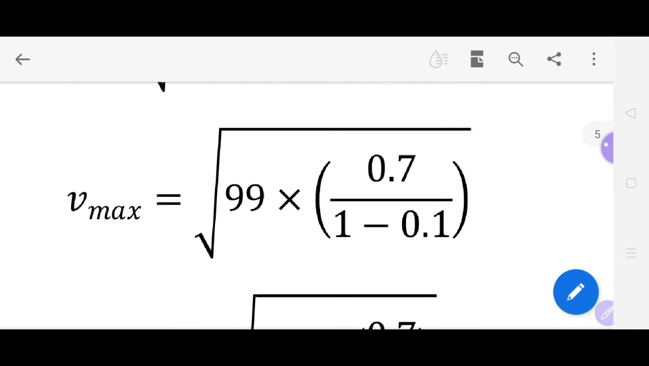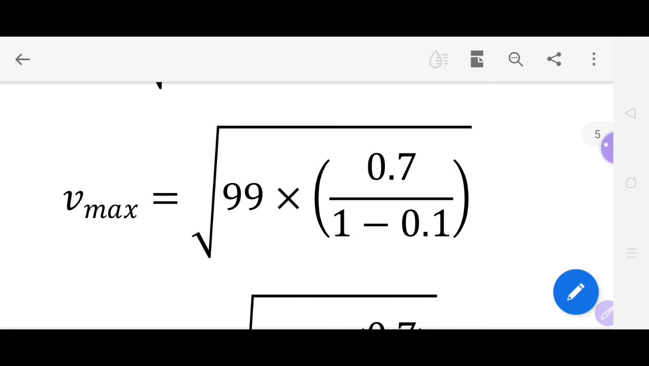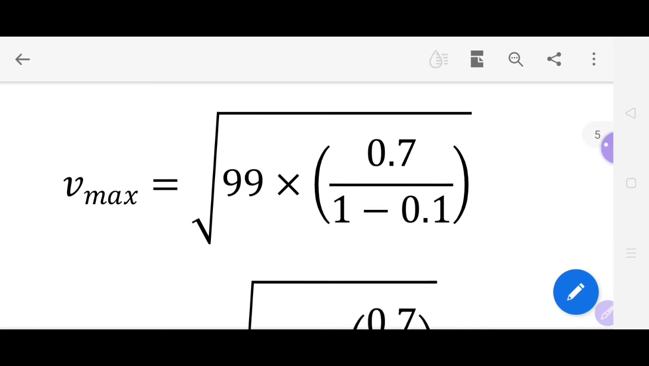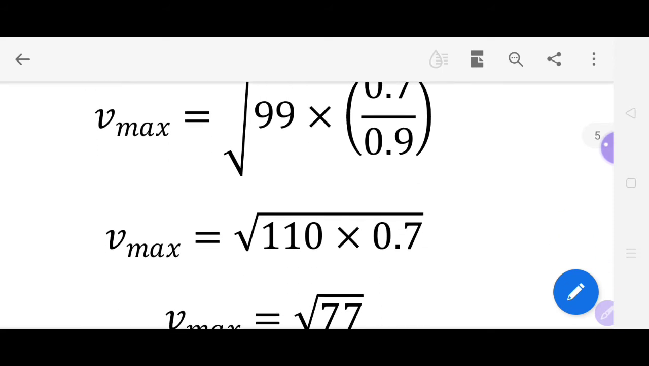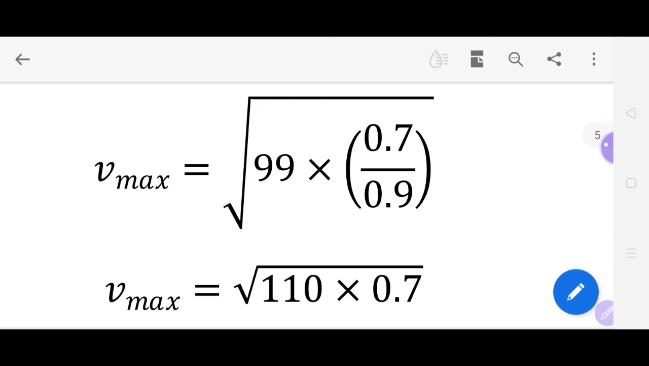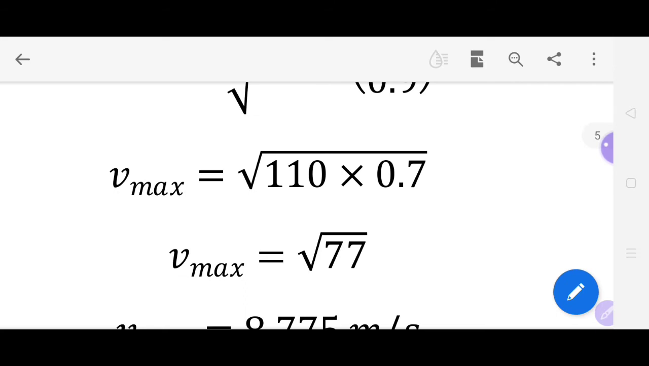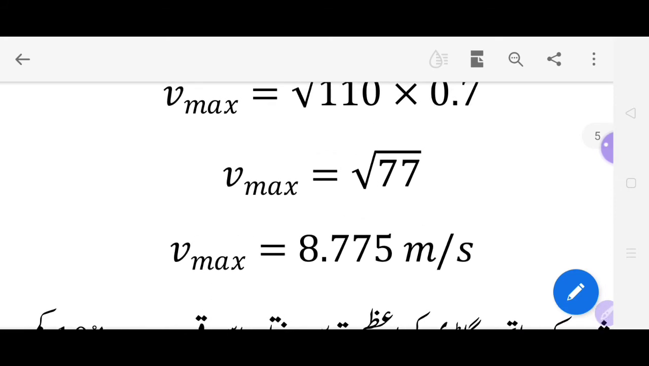Now it becomes square root of 99 in bracket 0.7 divided by 1 minus 0.1. Solving this value, we get V max is equal to square root of 99 into 0.7 divided by 0.9. Now we can cut 99 by 0.9. It becomes 110. Solving this, we get V max is equal to under root 77. Now square root of 77 is 8.775 meter per second. This is the actual value of the upper limit or maximum velocity for the vehicle to pass along the given track.